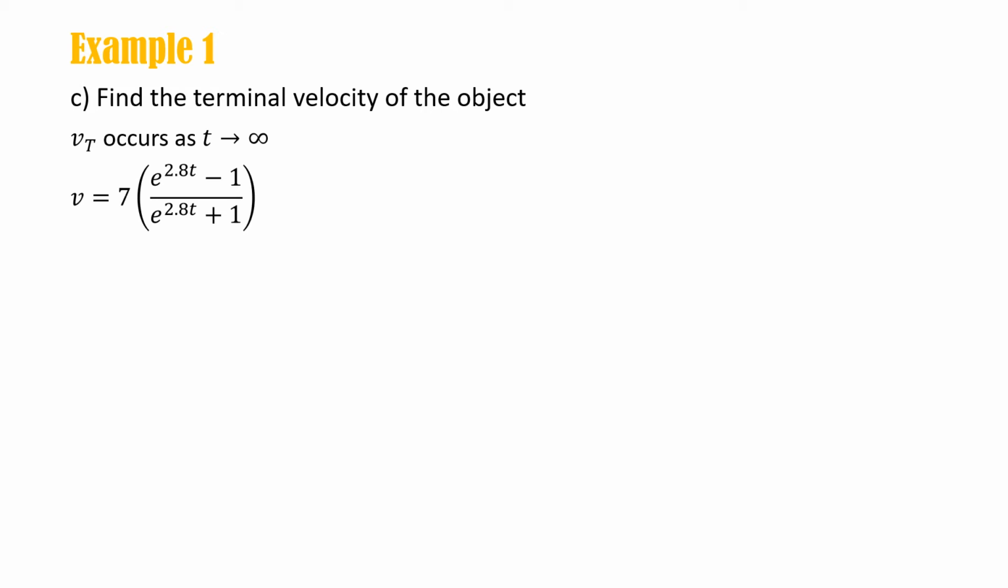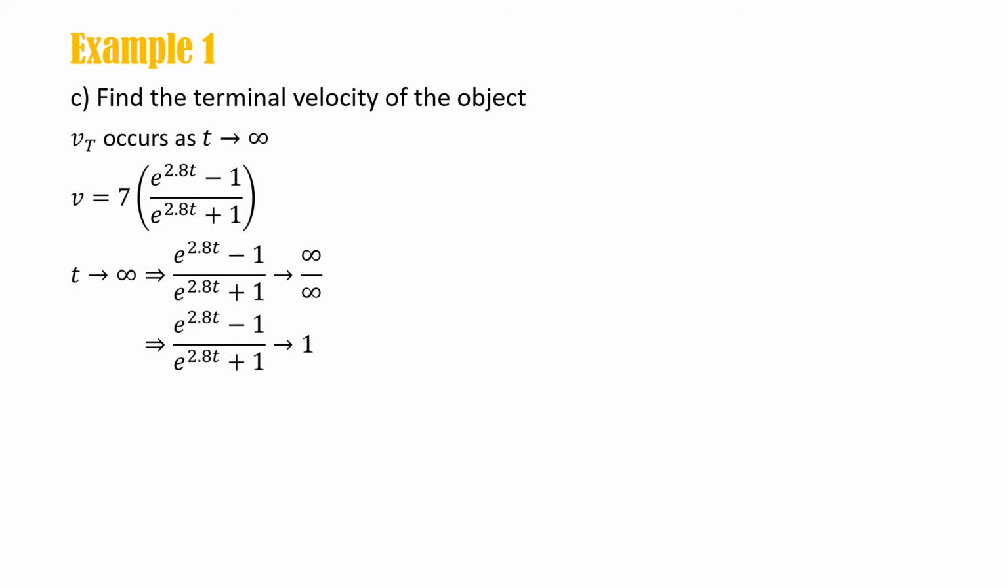If we've got e to the infinity minus 1 divided by e to the infinity plus 1, well, that minus 1 is so small we're going to be left with infinity. Likewise, on the bottom, the plus 1 is so small we're left with infinity. So both my numerator and my denominator approach infinity as t approaches infinity. What's infinity divided by infinity? Well, that's 1. So as t approaches infinity, everything inside our bracket will approach 1. That means our whole velocity is going to approach 7, because we've got 7 lots of 1. So our terminal velocity is going to be 7 meters per second.